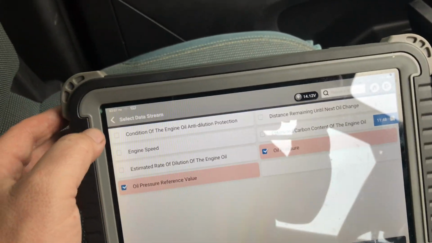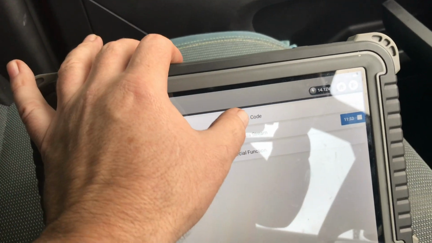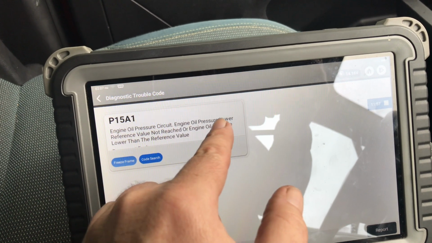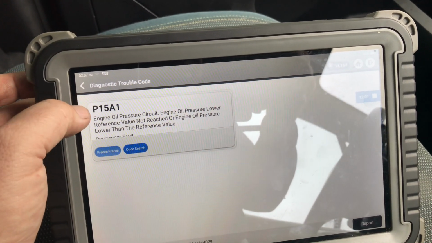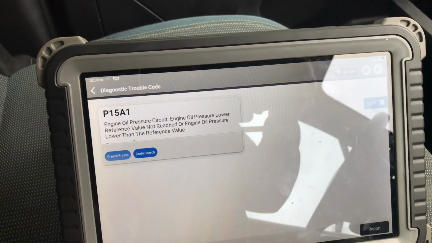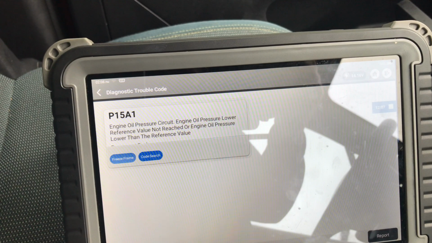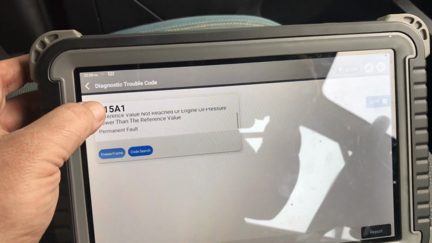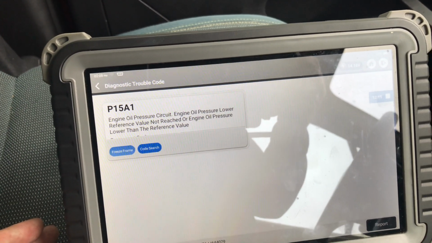So let's see what code came right back. Read fault code. Engine oil pressure. Engine oil pressure lower reference value not reached, or engine oil pressure lower than the reference value. So to me that's too high. So there definitely is a fault.